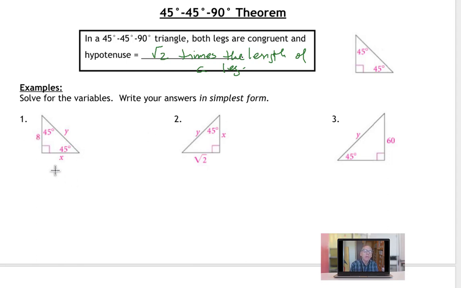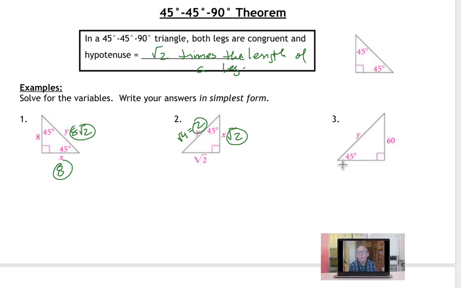So if this is the 45, 45, 90 first off, which means it's isosceles, that means that x must also be 8, and y is going to be 8 times the square root of 2. In number 2, root 2 is one of the legs, so the other leg is also root 2, and y is going to be root 2 times root 2, which is root 4, which is 2. So we get 2 for y on that one. Just circle the answers.